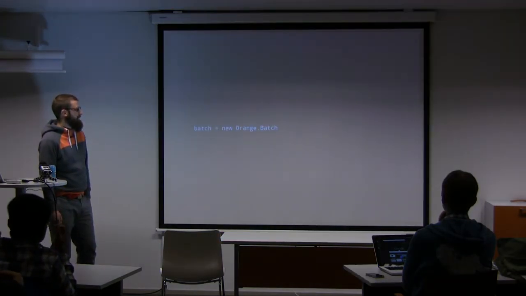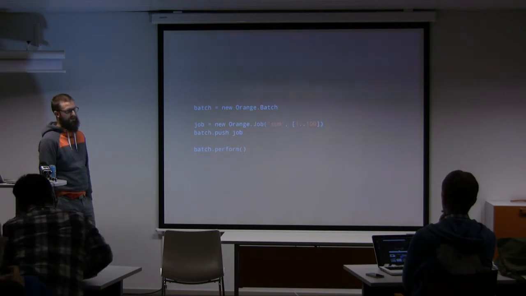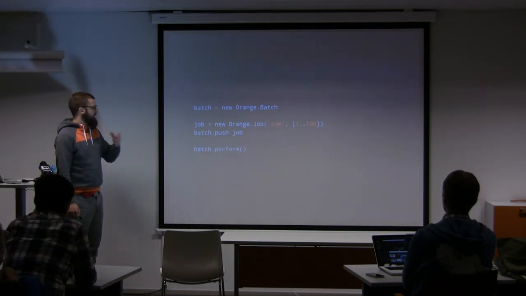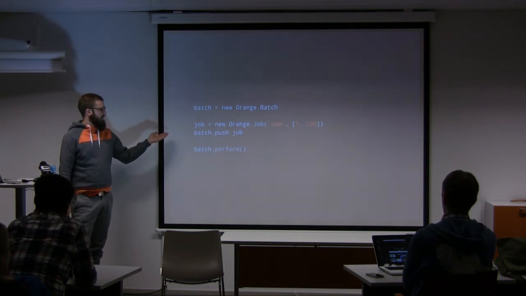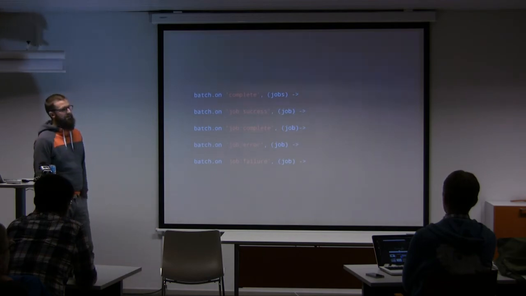And we get batches. Those are basically sets of jobs, and due to the nature of an array, they just stay sorted. So in whichever order you put the jobs in, that's how they come out once the batch is done. We can create some jobs and push them into the batch, or we can push them all at once when we define the batch. And then we get events for the whole batch.